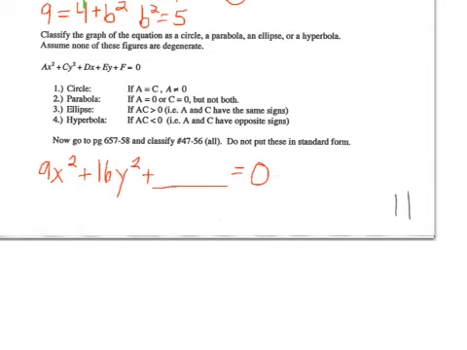There's another example where this could happen. If we had something like 10x squared plus 10y squared plus some additional terms equals 0. Notice that the two coefficients are the same. This will end up being a circle. And we'll explain more why later.